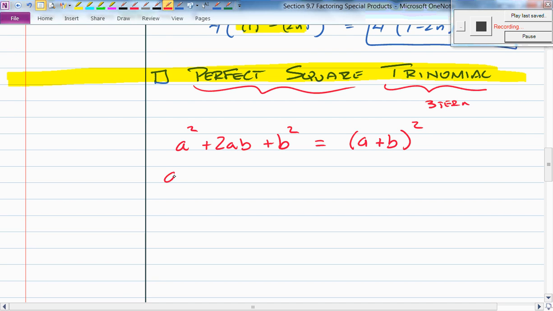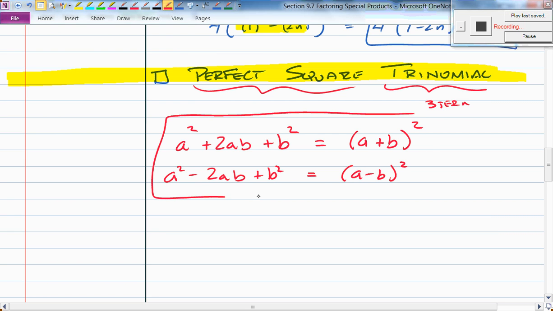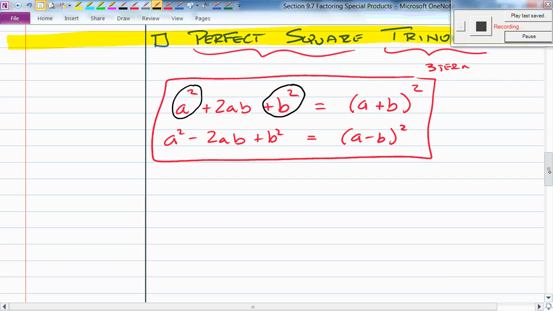And if you have a squared minus 2ab plus b squared, it will always factor to a minus b quantity squared. So here's the general rules. Now, why do they call this a perfect square? Well, a couple of reasons. The first one is, you'll notice that this is a perfect square, this is a perfect square, correct? The two pieces on the end are perfect squares, and the piece in the middle is twice a and b put together. That gives you your perfect square trinomial.